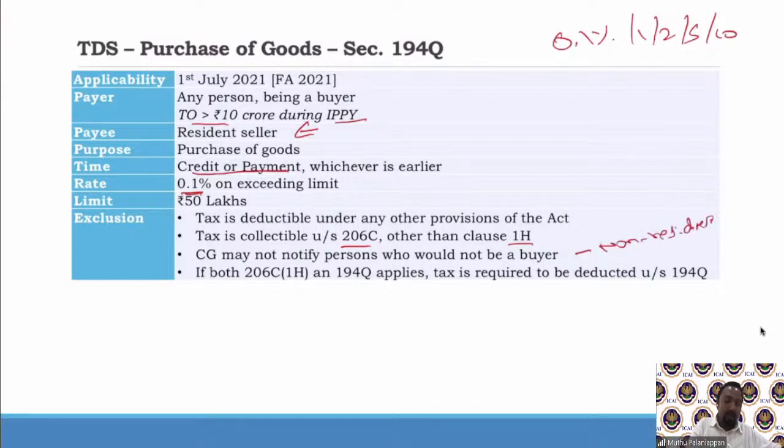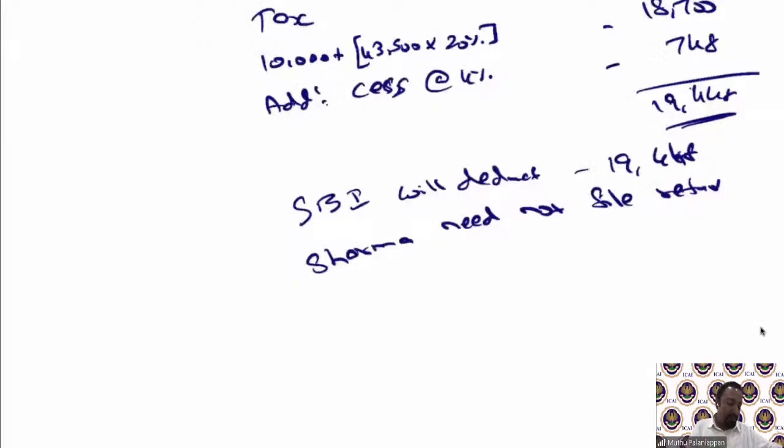A non-resident buyer might not fall into this. So typically, notify persons who would not be a buyer. And if it must be deducted in 194Q, I'll explain you in a different manner. We'll take an example for this particular situation, whatever the provision is, and understand it.